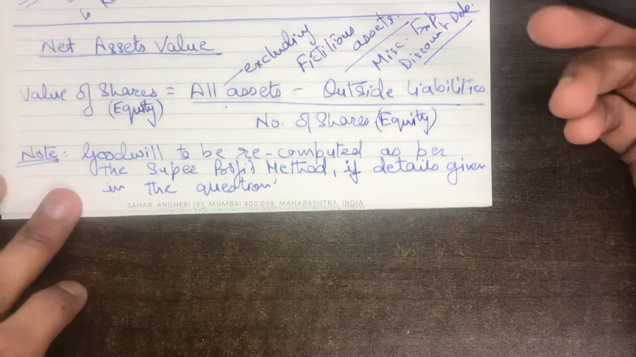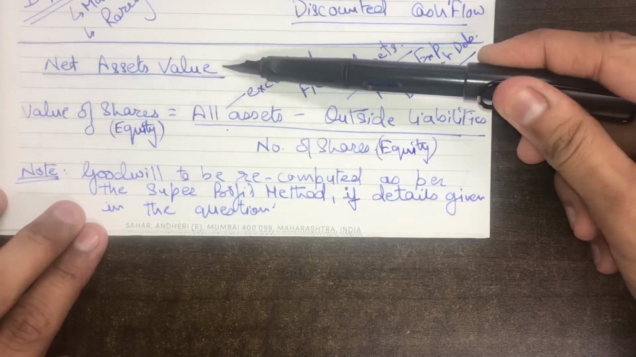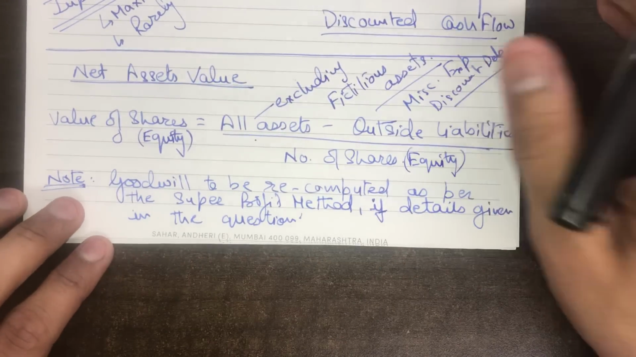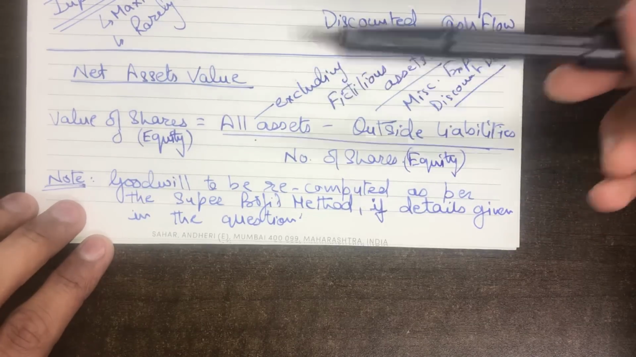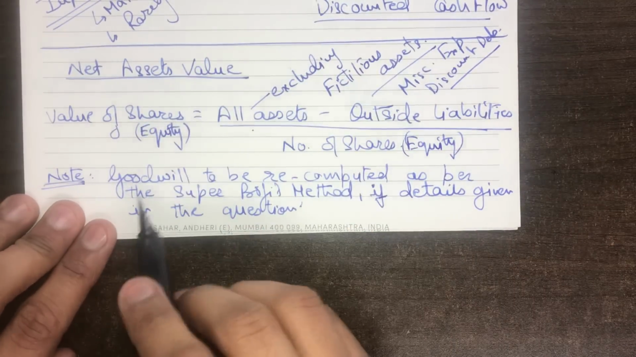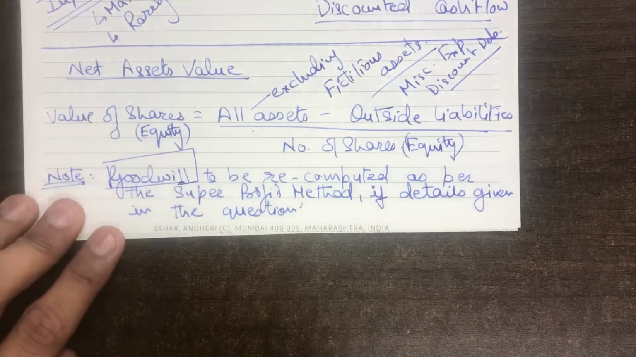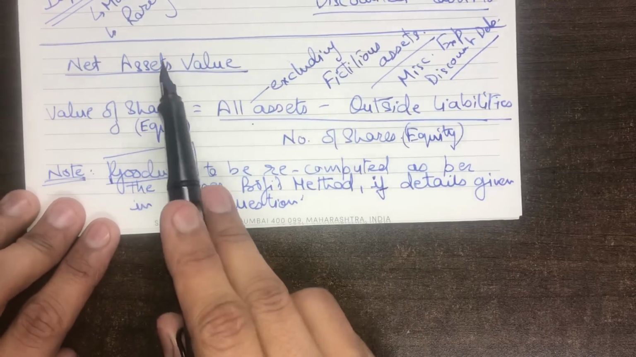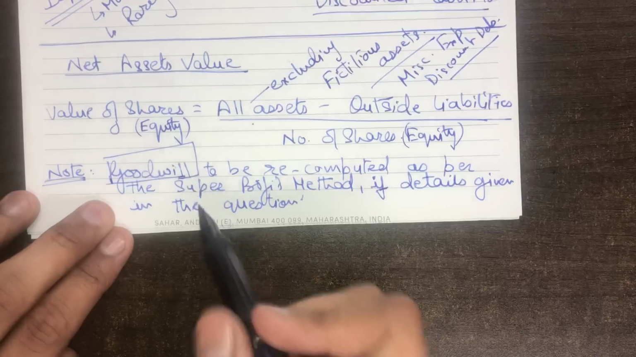Now obviously, if this is the method which comes in the examination very frequently, it cannot be that simple. The Institute is not going to give you marks. Please realize you are in CMA Final. The Institute has to ask you questions which are technically of superior quality, and hence it never asks this question independently. It always amalgamates a question on goodwill along with NAV. So in a question of NAV, you have to first compute the goodwill and then compute the NAV. The note says goodwill to be recomputed as per the super profit method.